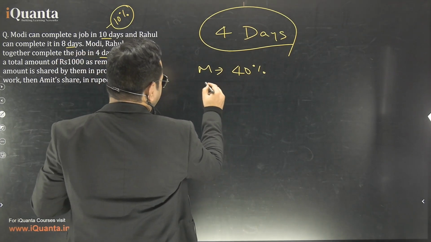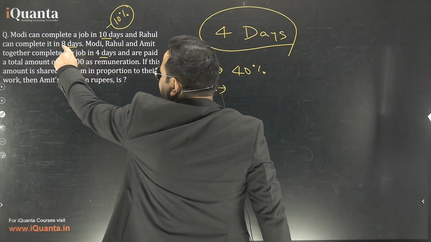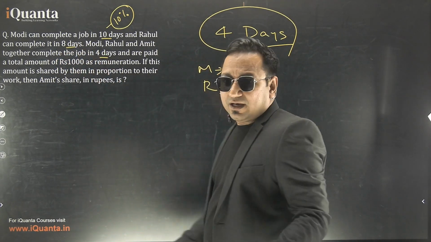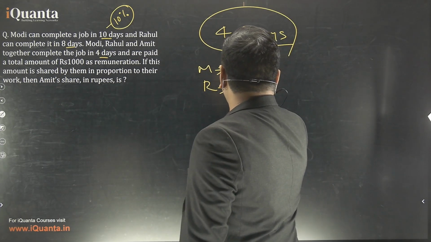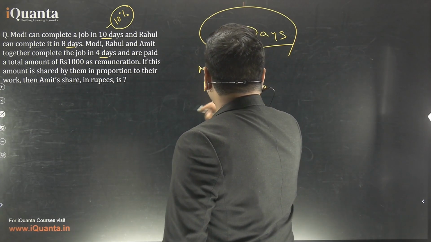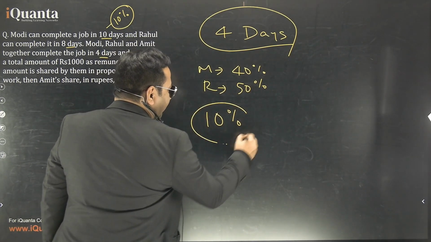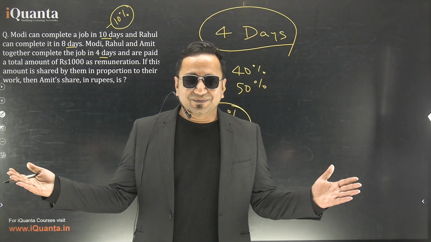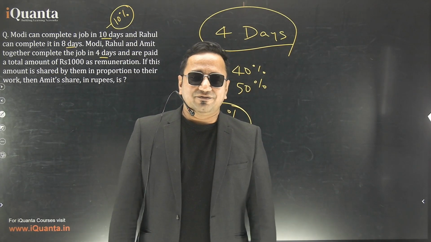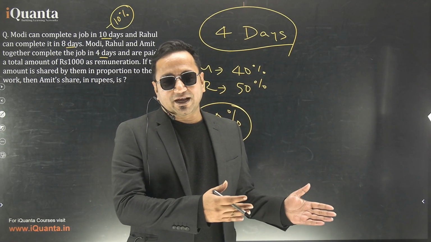This guy, Rahul, see, Rahul is able to complete in 8 days and he has worked only for 4 days. What is 4? 4 is half of 8, or I can say 50%. That means Rahul would have done 50% of the work. 40 plus 50 is 90. Whatever remaining work is there, 10%, would have been done by Amit. Now, what is 10% of 1000? It's 100. That is the answer, which you can solve in 15 seconds, including the time you take in reading the question.